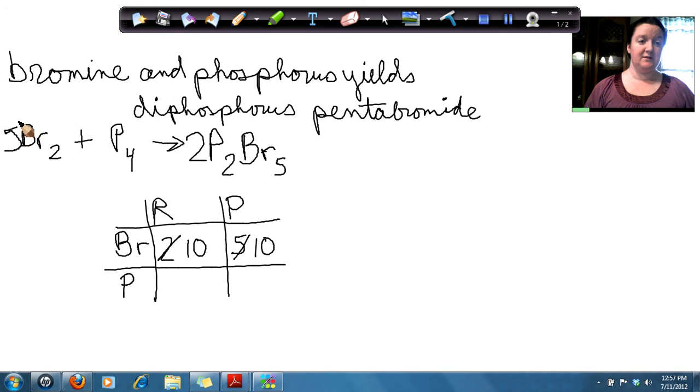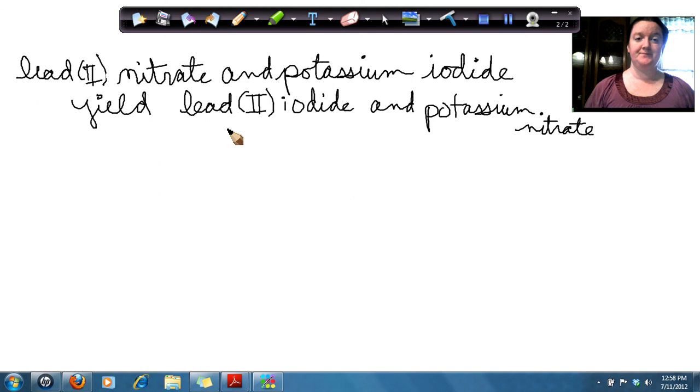Is that 5 a little bit better? There. Now if I look at my phosphorus, on this side I have 4 phosphorus to begin with. And because I put the 2 in front, 2 times 2 is going to give me 4. So now I have my balanced chemical equation where I have 5 Br2 plus 1 P4 yields 2 P2Br5. Let's look at the next example.